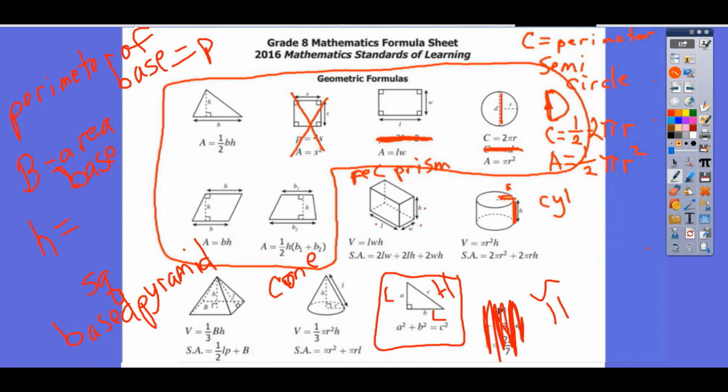So make sure you use your formula sheet, get a paper formula sheet, and use it to the best of your abilities. There's a lot of information on there that can really help you.